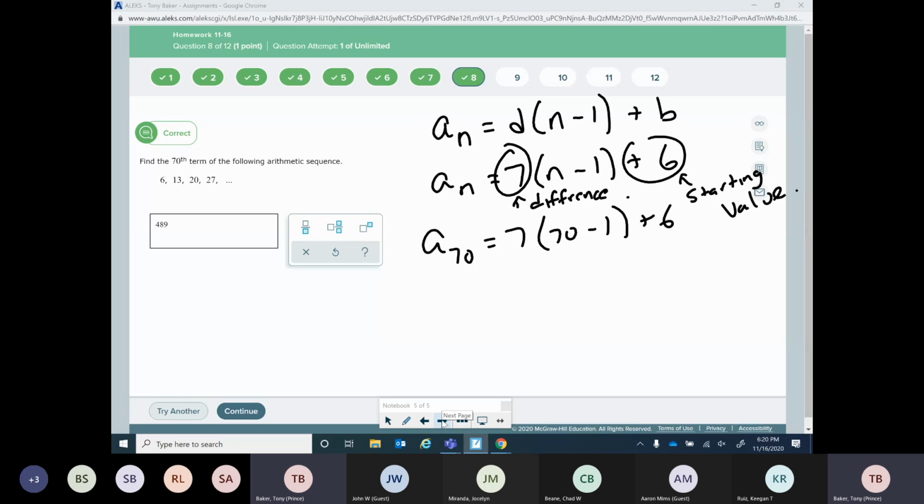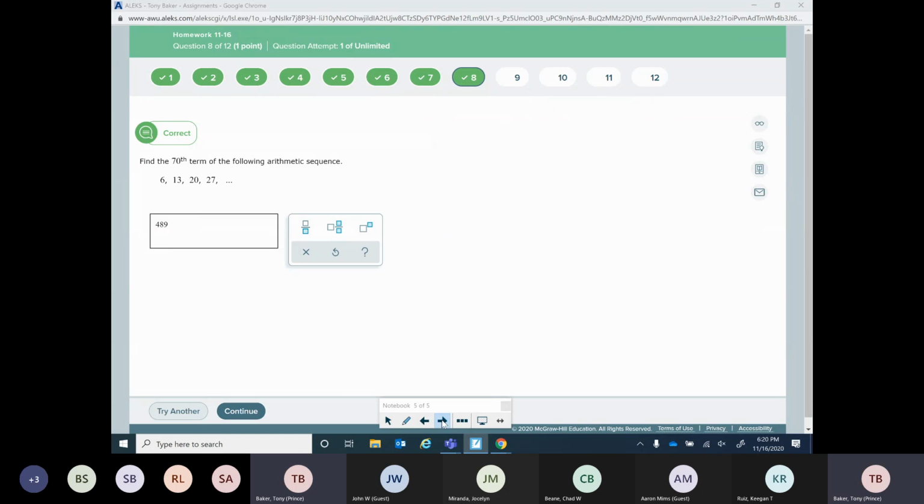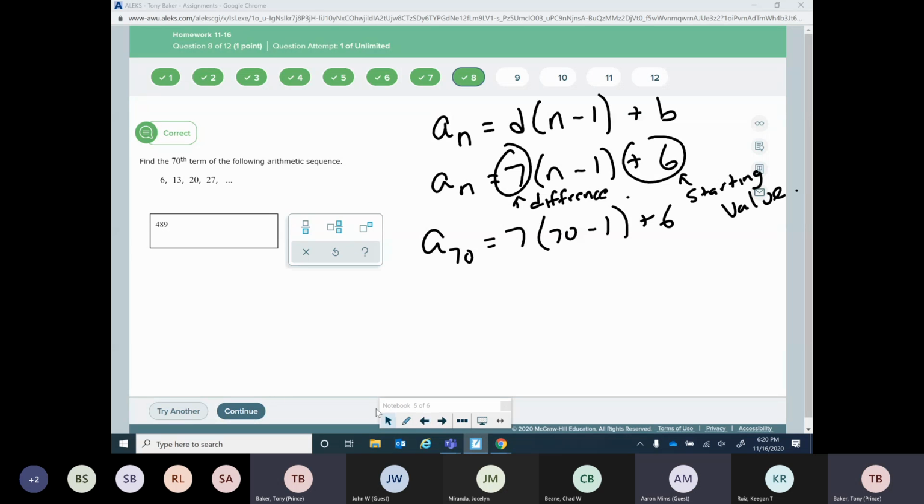Any question on the formula or the equation for the sequence? Because we're going to use that for the next like 3 problems. All right. Can you go back for a hot second? Sure. Thanks a bunch. No problem.